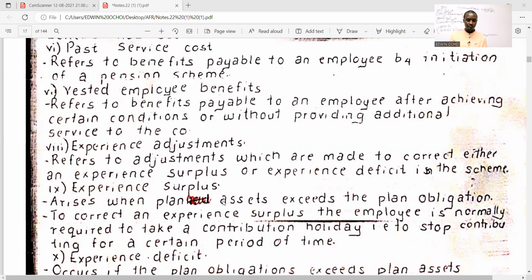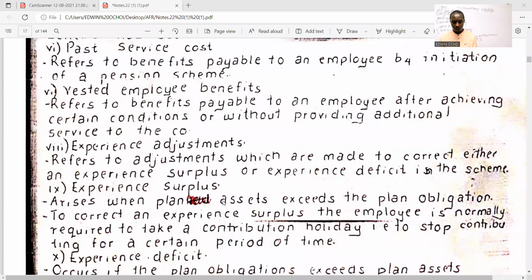So experience adjustments, we adjust experience surplus or experience deficit. What about experience surplus? These are about when plan assets exceed plan obligations. The assets of the pension schemes, their returns are exceeding the obligations.